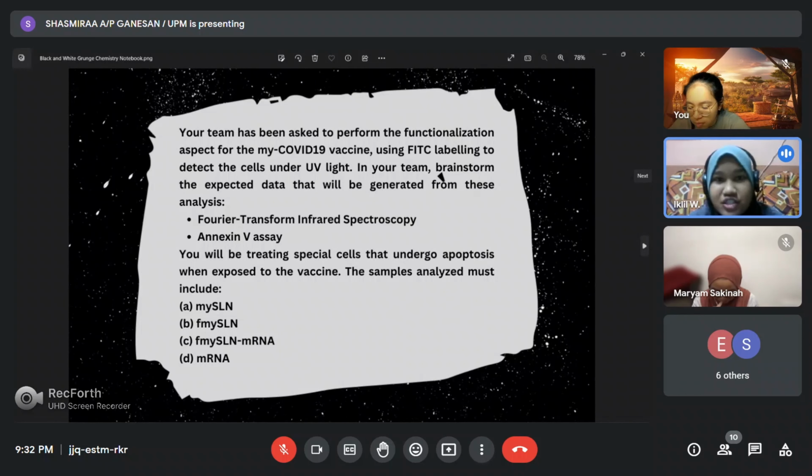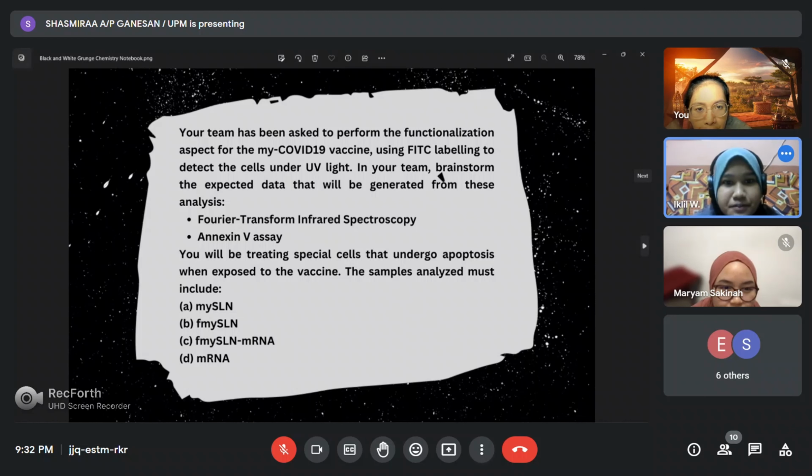So for this question, there are four materials being tested. The first is MySLN, which is the vaccine. Second is FMySLN, the vaccine that is coated with fluorescent. Thirdly is the SLN containing the mRNA, and finally is the mRNA.